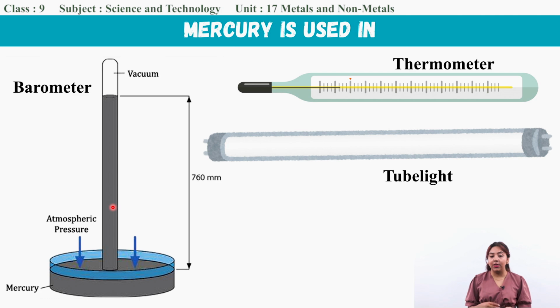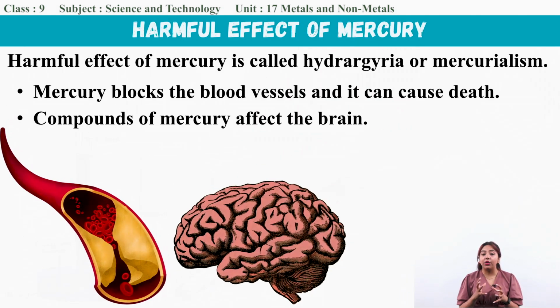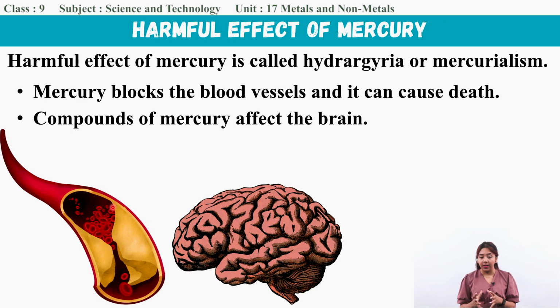tube light. Now in any way, if we inhale it through fumes, or if our skin absorbs mercury, or if we ingest even one drop of mercury, it is very harmful for our health, and it might even cause death due to mercury poisoning, because mercury is a very harmful metal. The harmful effect of mercury is also known as hydrargyria, or you can also call it mercurialism.